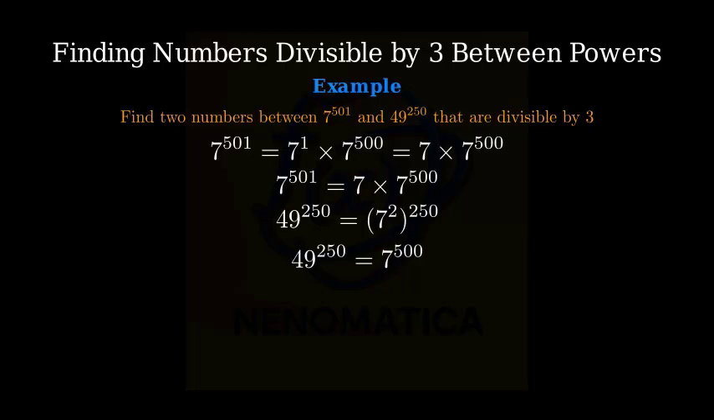Let me highlight an important rule we just used. When we have a power raised to another power, we multiply the exponents. So, in our case, 7 squared raised to the 250th power equals 7 raised to the power of 2 times 250, which is 7 to the power of 500.